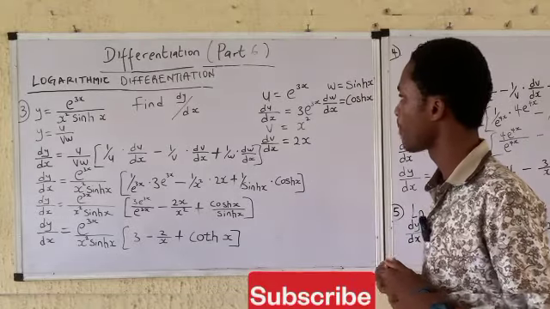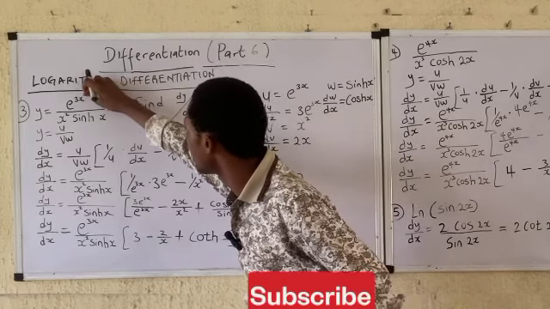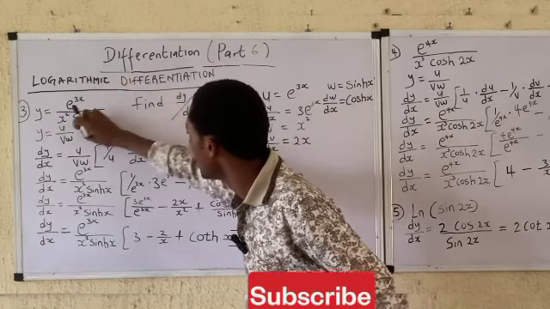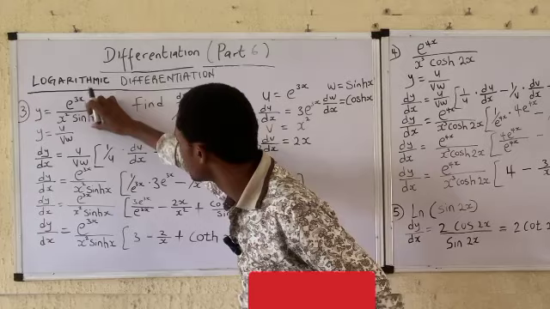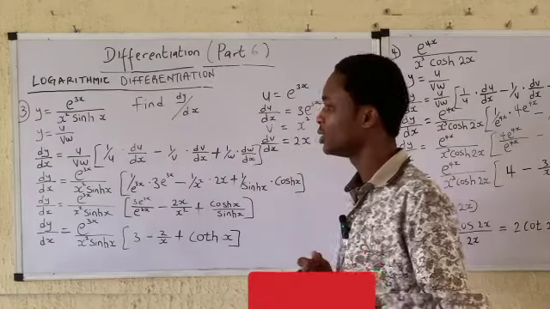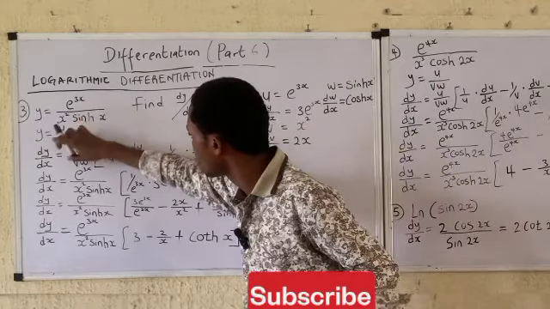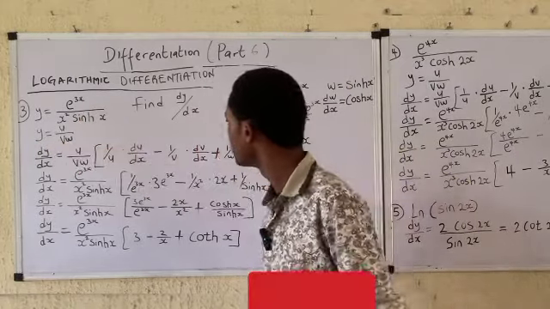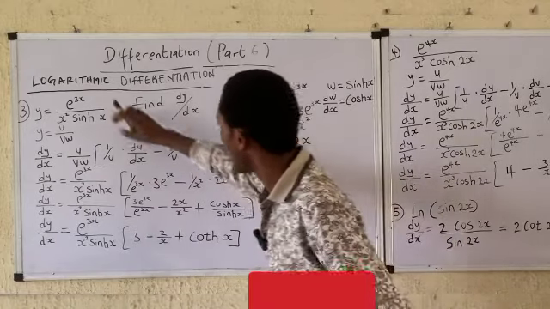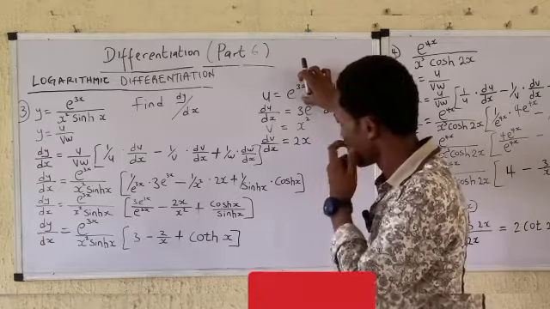Question number 3. y equals exponential raised to the power 3x all over x to the power of 2 sin x. Now the question here is, find dy/dx. y equals u all over vw. We took the exponential raised to the power of 3x as our u.